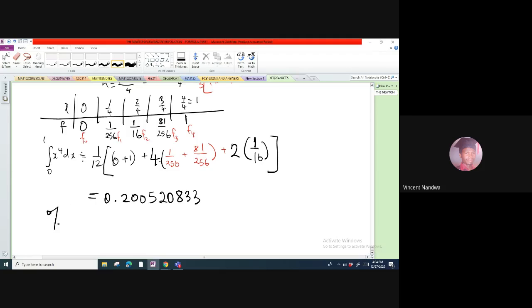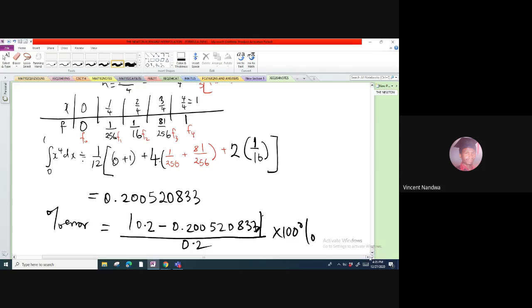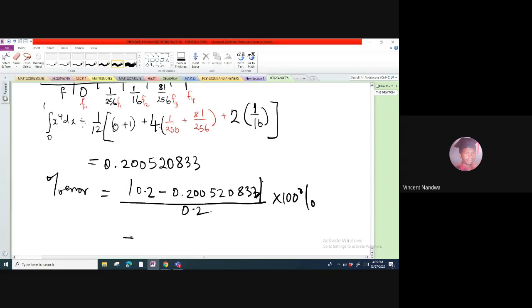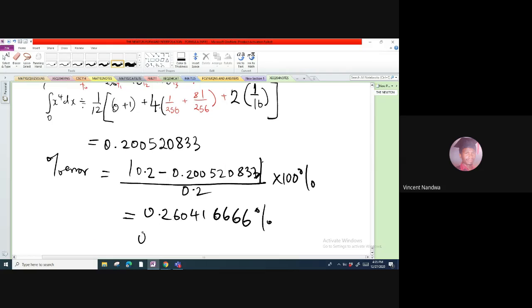Then the percentage error in this calculation will be given by the true value, 0.2, minus 0.200520833, over 0.2, which is the true value, times 100%. And this one is approximately 0.2604166666%, which is roughly 0.26%.